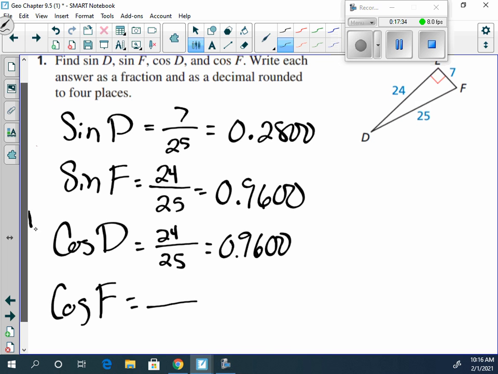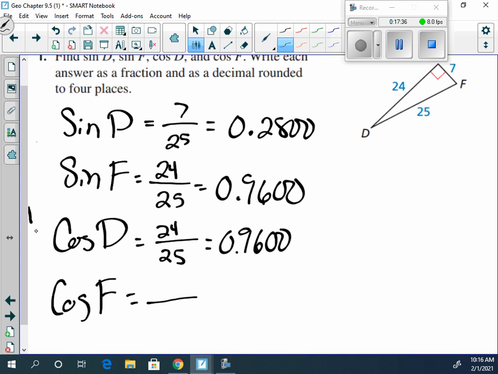And lastly, angle F. This is 7/25, which will be our 0.2800. Any questions on any of this here so far?